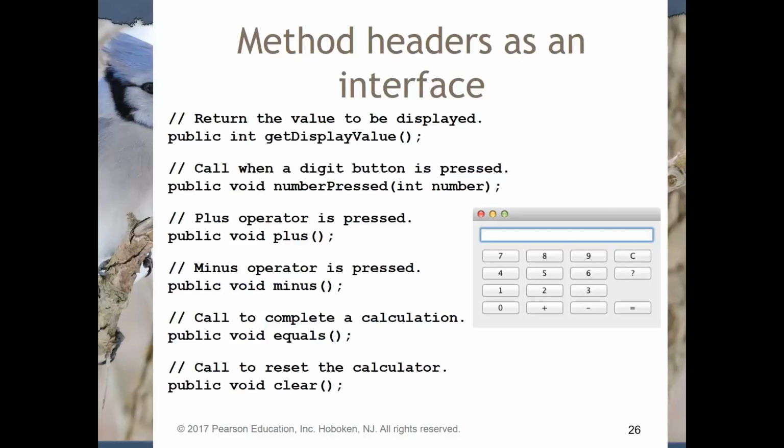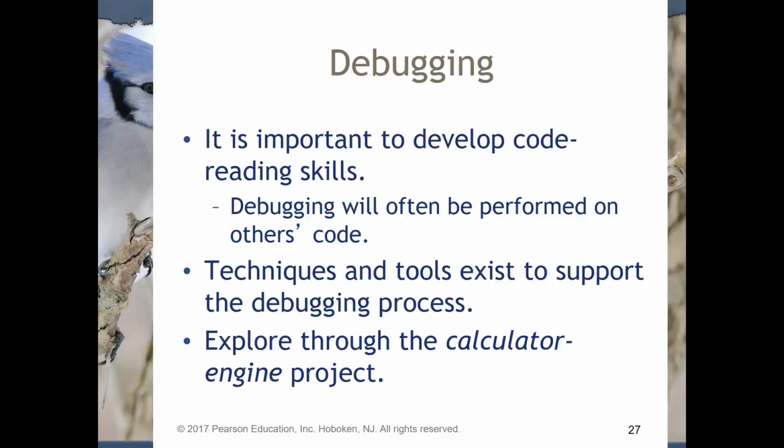Return the value to be displayed. In this case, method headers as an interface. They're clearly written, easy to understand. You know exactly what they do. And if you're using JavaDoc, you'll have even better results.